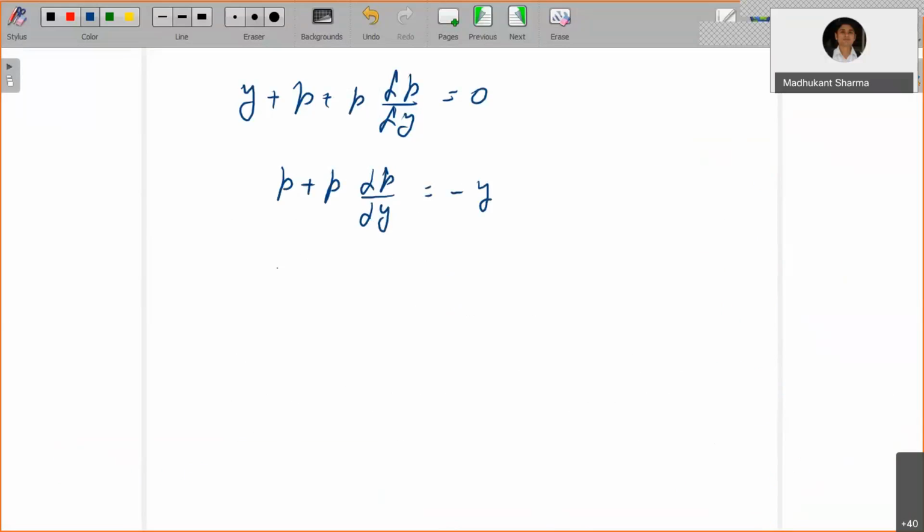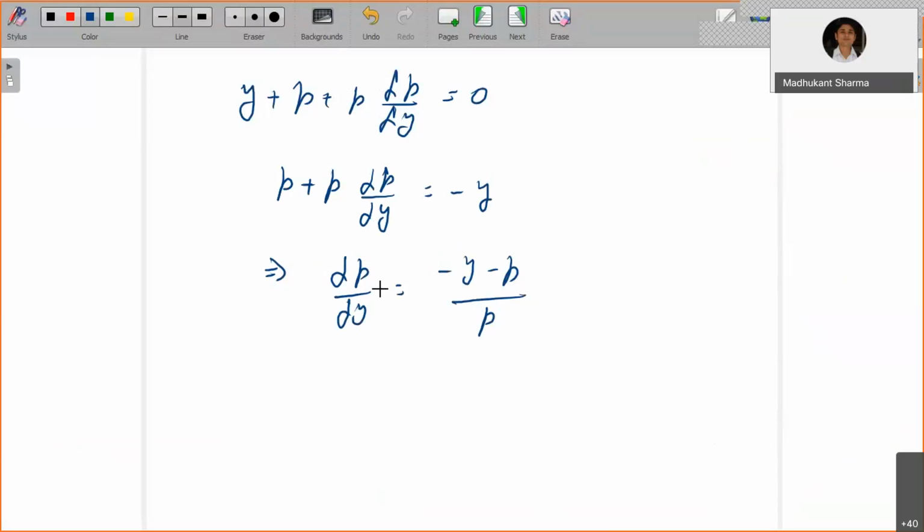So what you can have here is dp by dy equals minus y minus p divided by p. You can see the numerator is a homogeneous function of degree 1, and the denominator is a homogeneous function of degree 1. So together, numerator over denominator is a homogeneous function of degree 0. 1 minus 1 is 0. So it falls into that case.